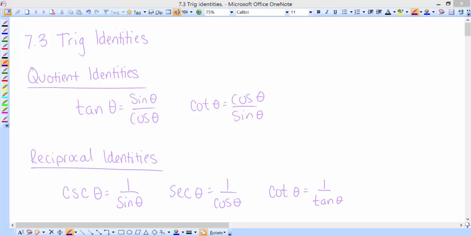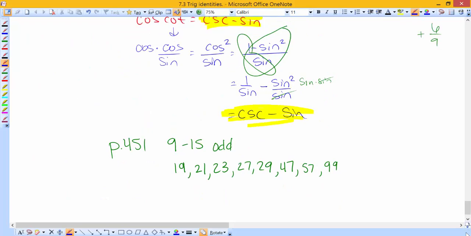7.3, trig identities. When we are working with trig identities, we need to remember that it's not just the certain ones that we have seen so far. There is going to be an accumulation of identities that we will be working with. But today, our main focus for this first video is going to be the identities that we did discover in chapter 6.